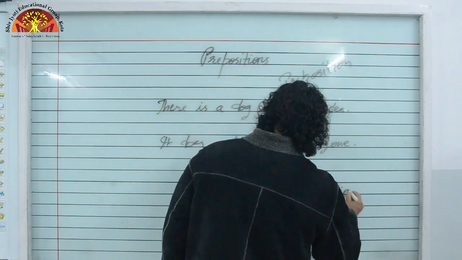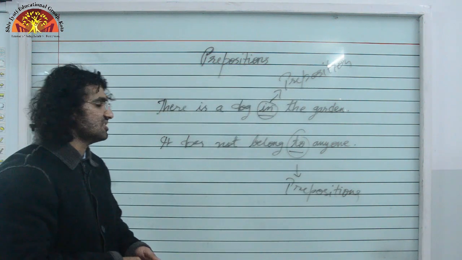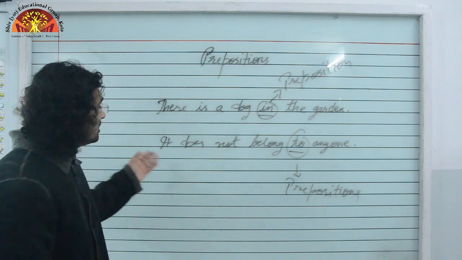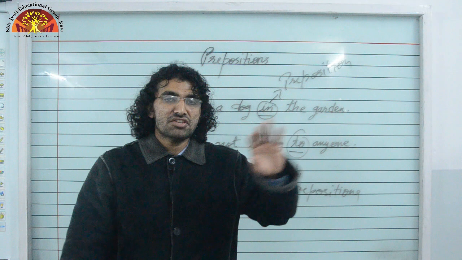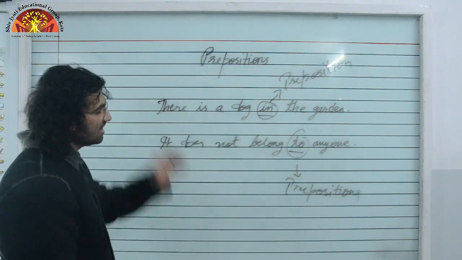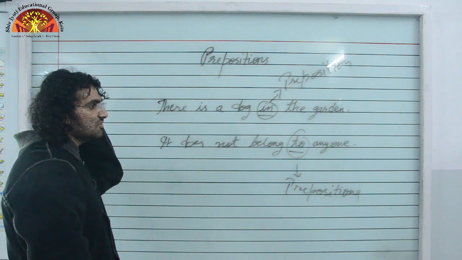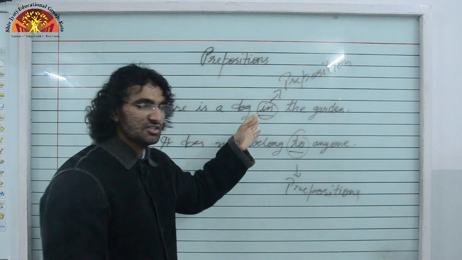Without to, the sentence would be meaningless, or we wouldn't be able to find the message hidden in the sentence. Right now, it does not belong to anyone, which means it is of nobody. It does not belong to anybody. So such are prepositions. They are going to link between noun and pronoun and other words in a sentence with the help of this preposition.